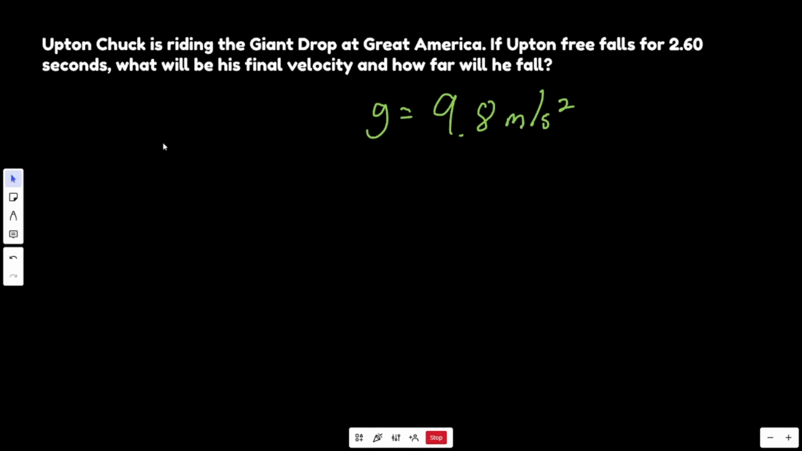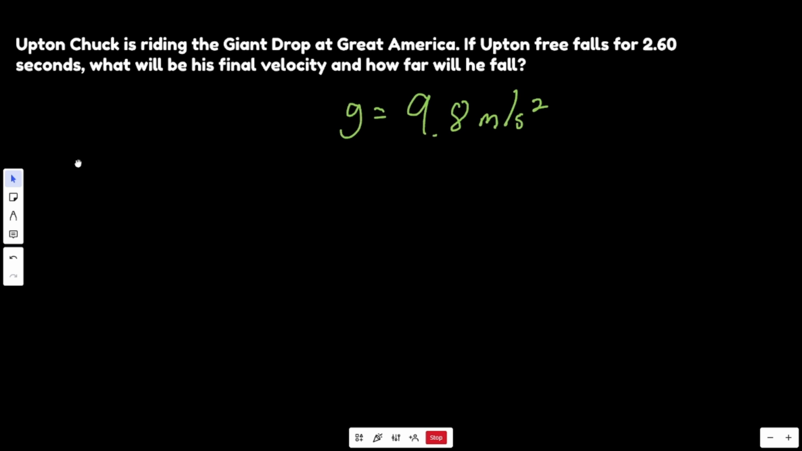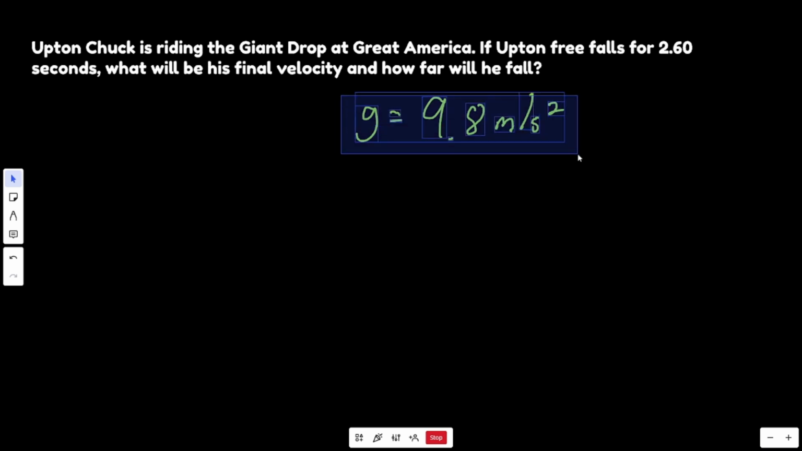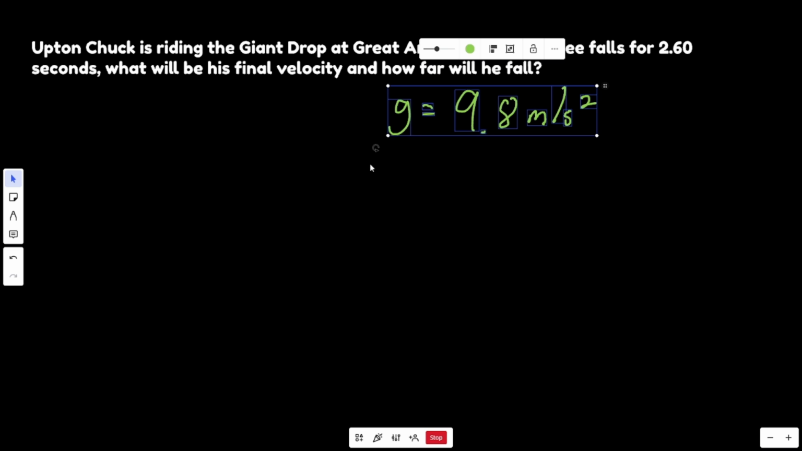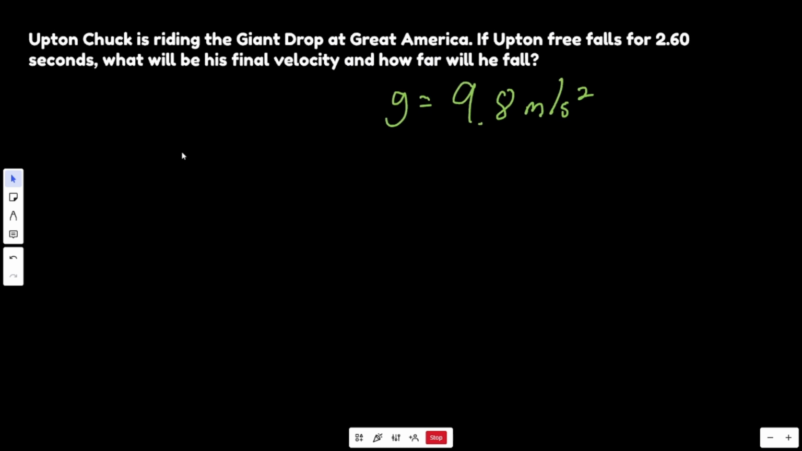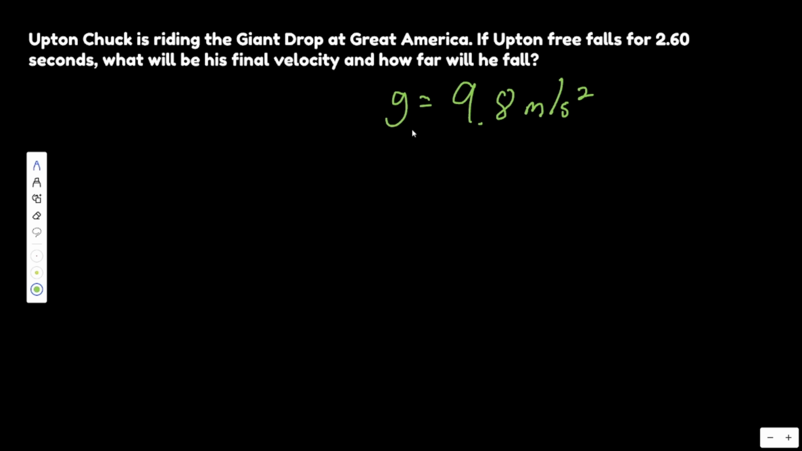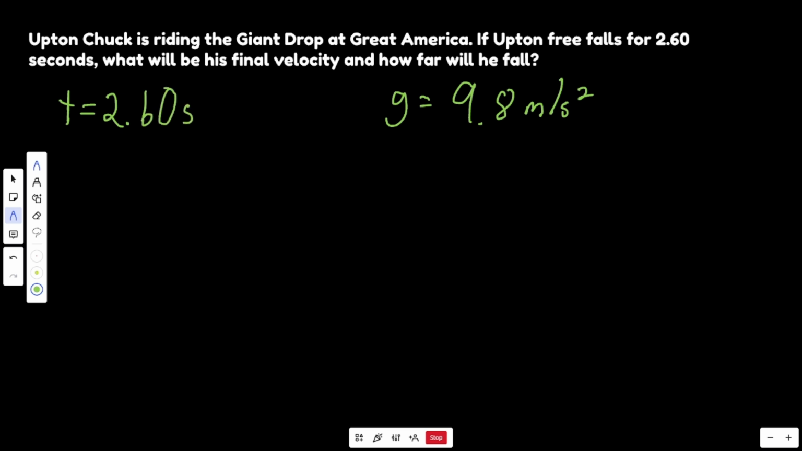So that's why a question involving free fall is actually UAM as well. Now let's go about getting our givens to solve this question. Free fall once again has uniform gravity, so a uniform acceleration in the form of gravity. So let's just leave that already. Now, if Upton free falls for 2.6 seconds, that means we have time, 2.60 seconds. What will be his final velocity and how far will he fall?